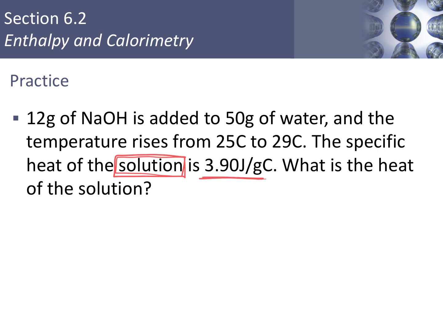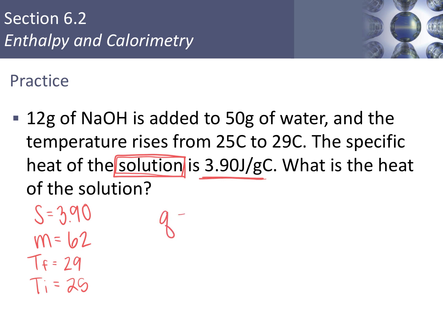So are we going to evaluate the heat of these separately, or are we going to evaluate the heat of them together? Together, because solution insinuates that they are mixed together. Okay, so that means the specific heat is 3.90, and that means the mass of our system then is what? 62, right? We're going to consider them together. They are now one, right? They have become one. Temperature final is what? 29, and temperature initial is 25.